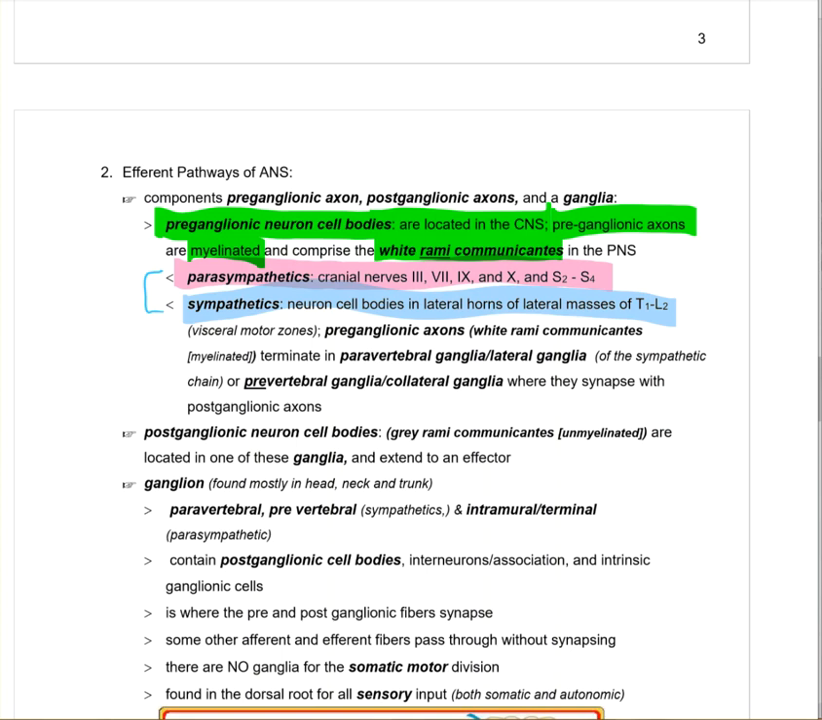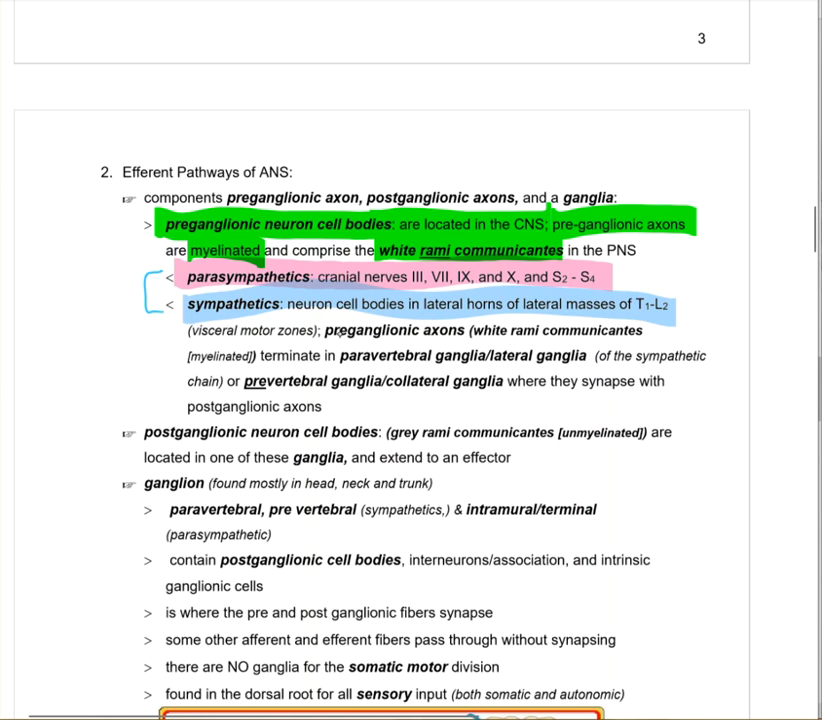They each have a ganglia. They each have a preganglionic axon, a ganglia where they synapse, and a postganglionic axon. Now, the names of them are a little bit different. So, for the sympathetic chain, we only are going to talk about the sympathetic ones right now.